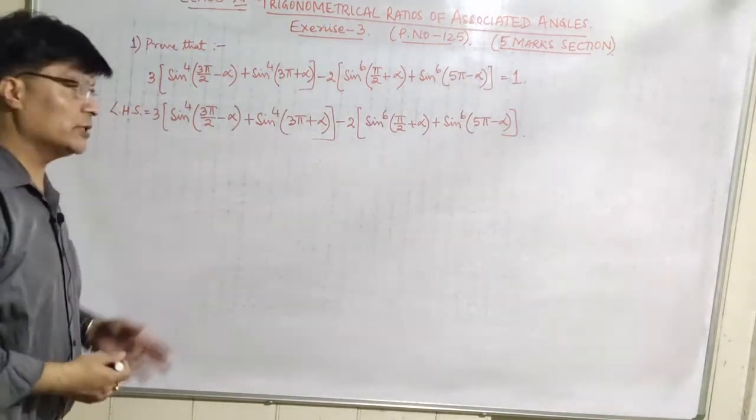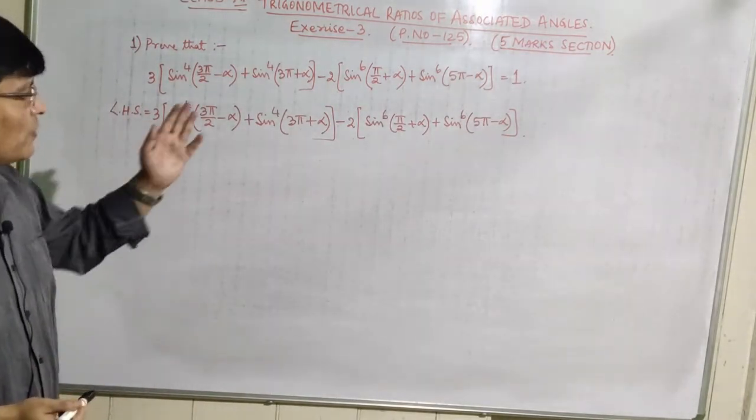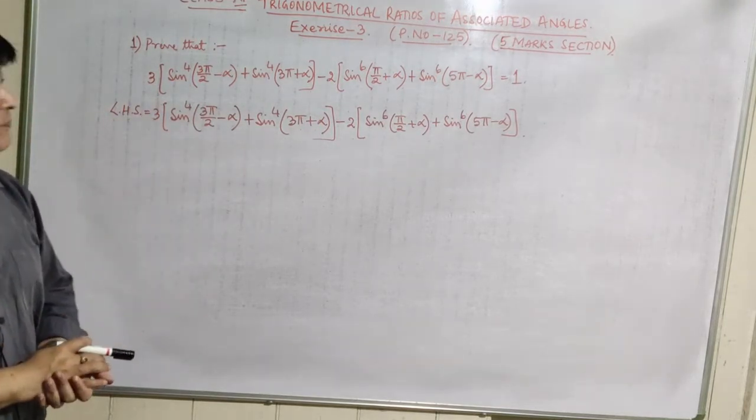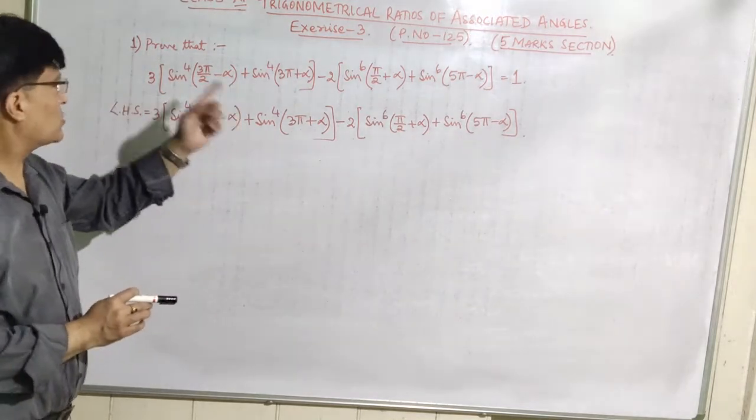So now we'll do the next question, that is question number 1. Prove that. This is from the 5 marks section, same page number 125, same exercise. So this is from the 5 marks section, question number 1.